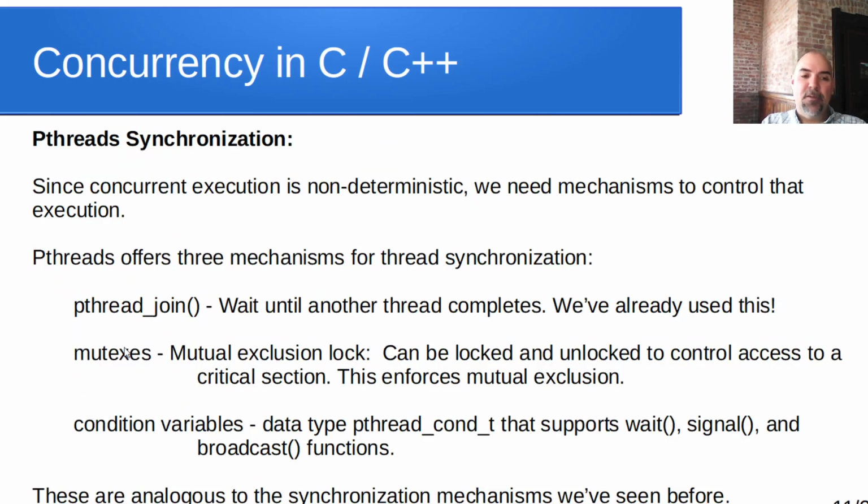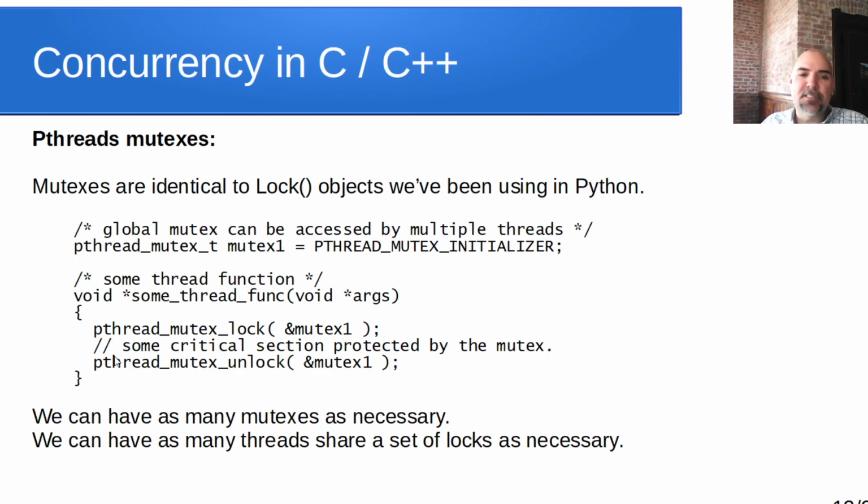Now, there are other ones. There's a mutex, which is essentially the same as a lock that we've seen in Python. And then there are also condition variables, which are the same as condition objects that we saw in Python. Now, those are analogous to mechanisms we've seen before. Let's go ahead and take a look at mutexes. In this case, they're pretty much identical to lock objects we've been using in Python. They're just called a mutex.